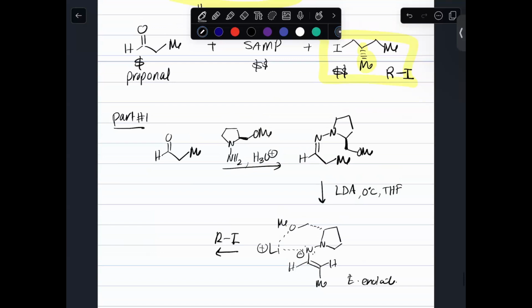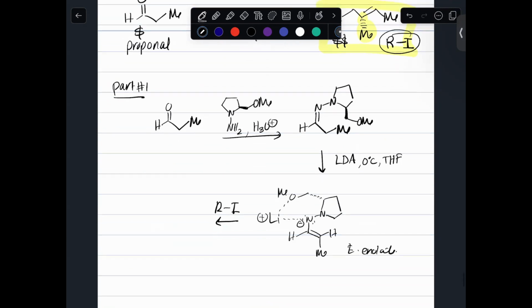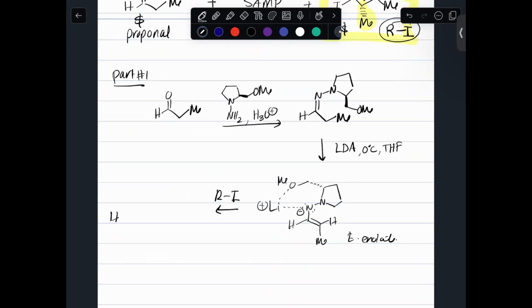And again, just like before, just like with Evans and Myers, oxazolidinone and pseudoephedrine, I'm just going to call this my RI, my alkyl halide. I don't want to worry about the stereochemistry and how to rotate things around. I'm trying to minimize the rotating and I'm trying to minimize the confusion. So I'm just going to add it as an alkyl halide. And so once I add it, you should always get the cis-syn product, right? And so there's my cis-syn product.